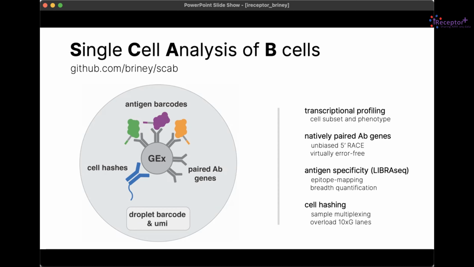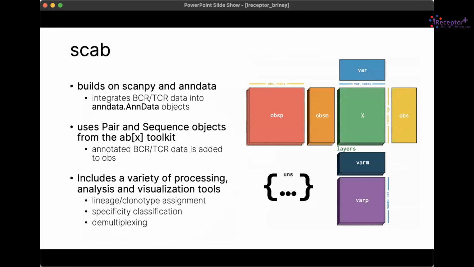So I want to talk a little bit about how this package actually works and how you can use it and why we think it's a pretty neat way to analyze this kind of data. So it builds really heavily on ScanPy and AnnData, which are pretty closely linked. If any of you have been working on single cell data analysis in Python, you're probably familiar with ScanPy. It's, I think, what would be considered the default. It's essentially the Seurat for Python.